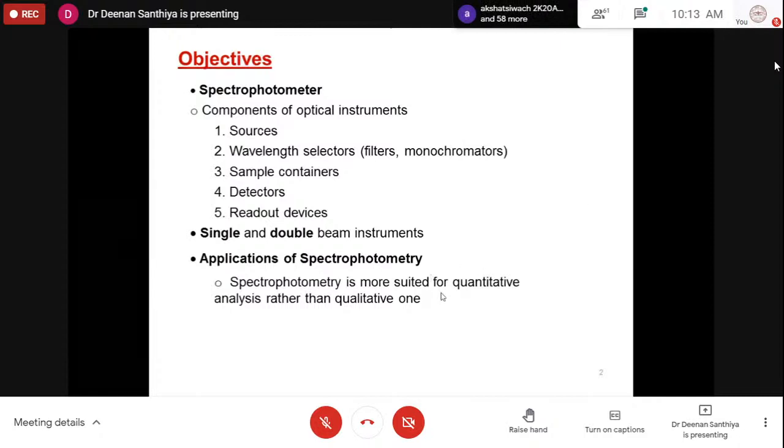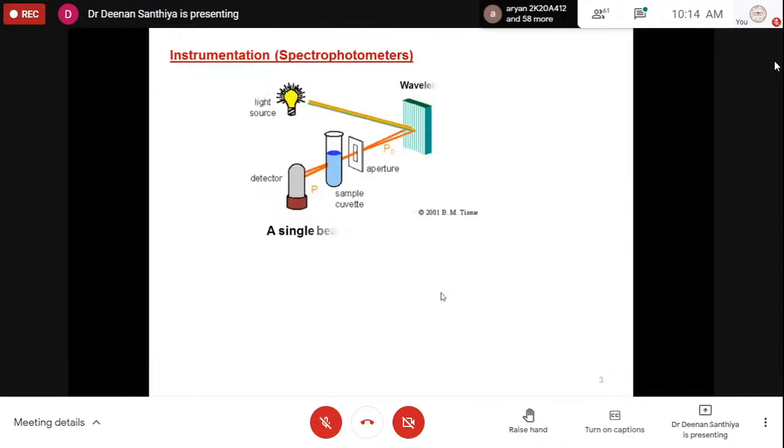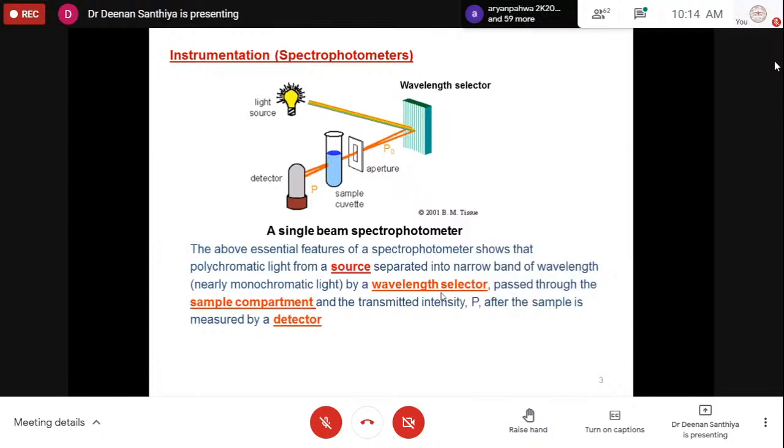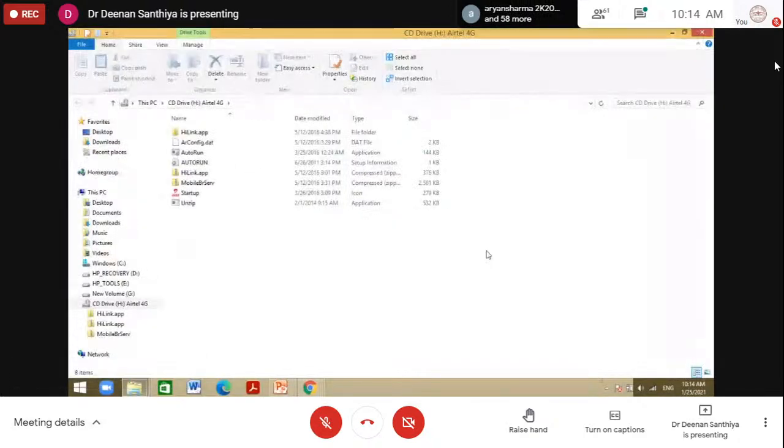Application we are going to discuss in detail. It is used for qualitative analysis as well as quantitative analysis. Okay, we are going to discuss it in detail. So now I am showing the spectrophotometer of single beam. Okay, so this is, let me allow him. Someone is entering.